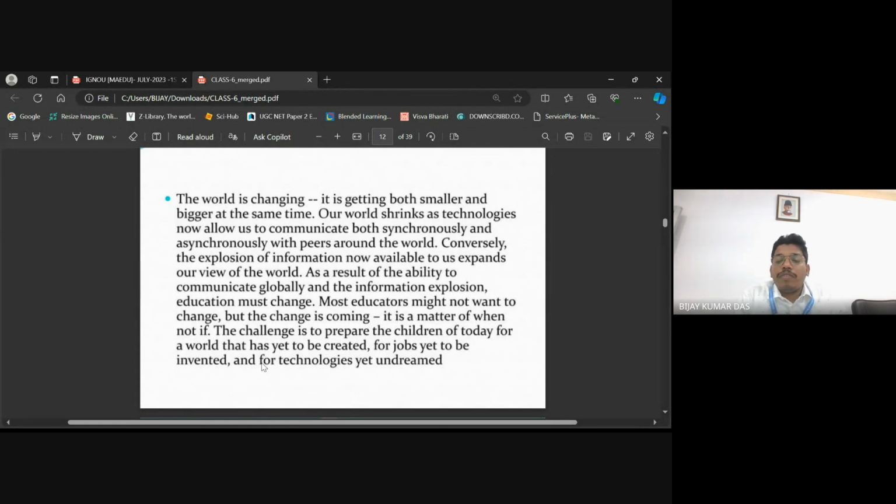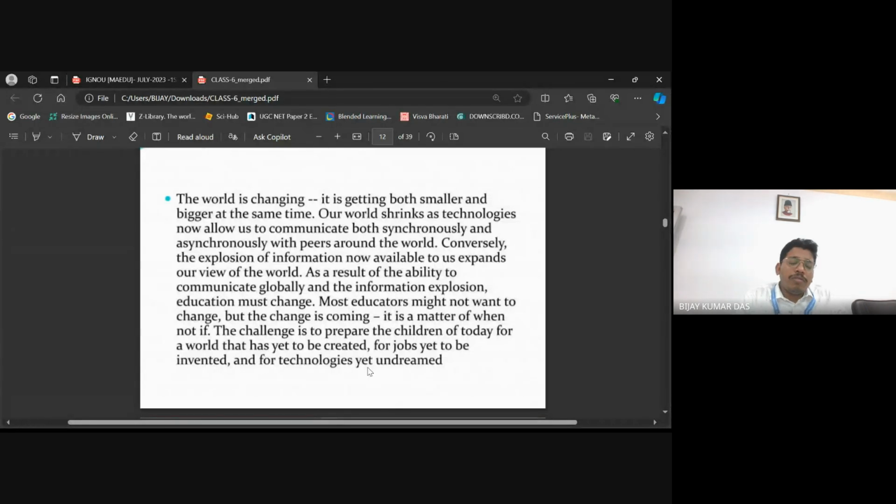Most education might not want to change, but change is essential. The change is coming. It's a matter of when, not if. So if we accept the change, definitely development will follow. The challenge is to prepare the children of today for a world that has yet to be created, for jobs yet to be invented, and for technology yet to be dreamed.